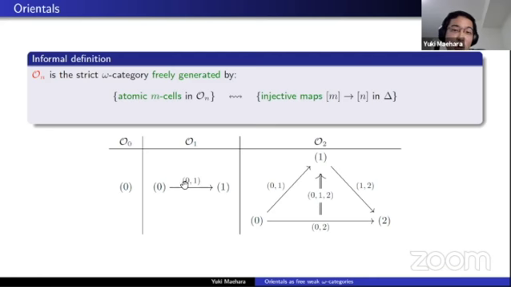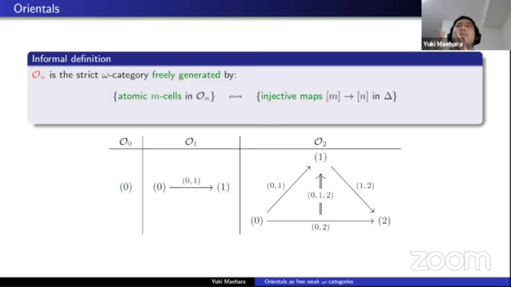And there are two injective maps from [0] to [1], giving us these two objects, or two 0-cells. And we also have the identity giving us this interior 1-cell. So O_1 is just a single arrow. And similarly, there are 7 injective maps into [2] in Delta, giving us the triangle.